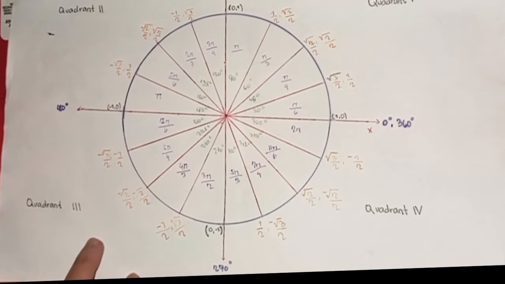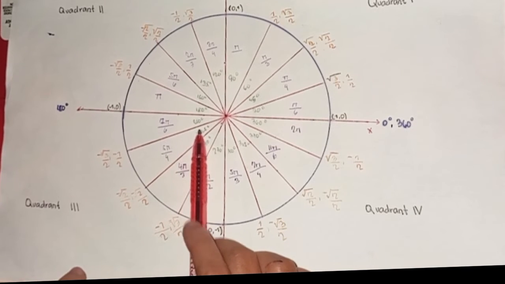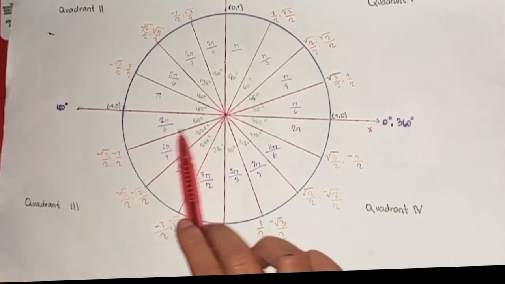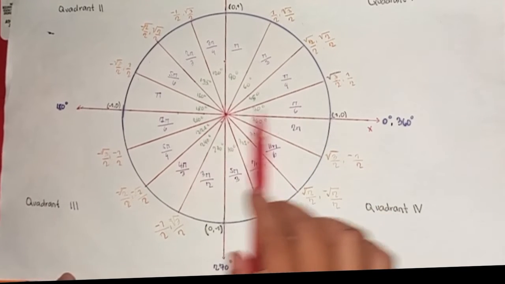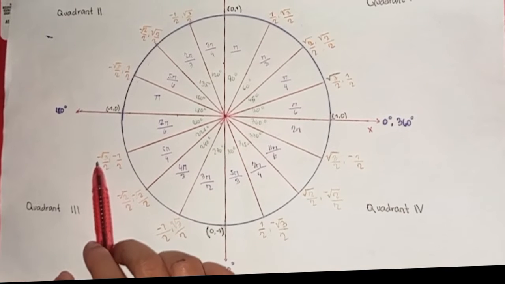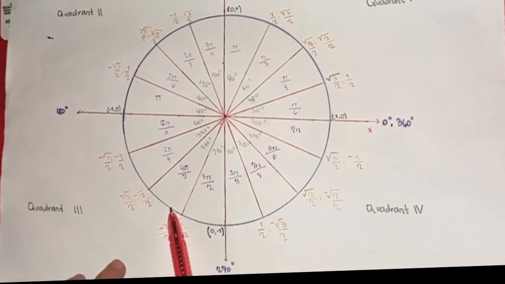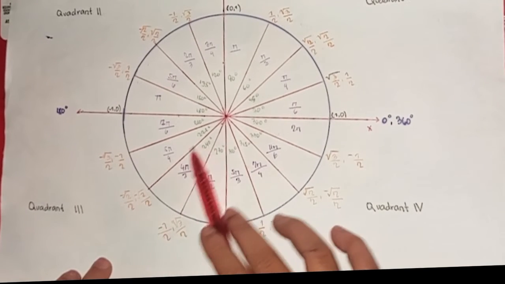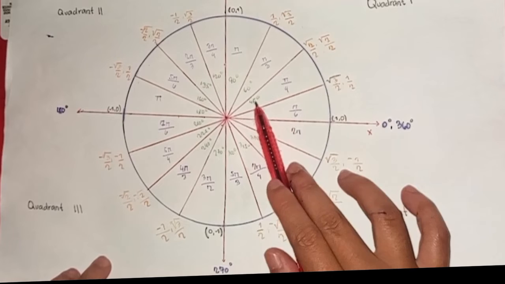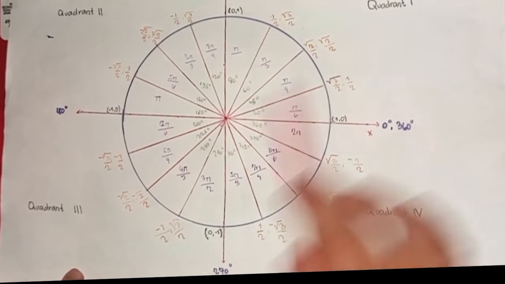So in quadrant 3, both x and y are negative. Since 210 degrees shares the same reference angle of 30 degrees, we have the same values, so we have negative root 3 over 2 and negative 1 half. So 225 degrees has the same reference angle of 45 degrees. So we have the same values but with negative signs.